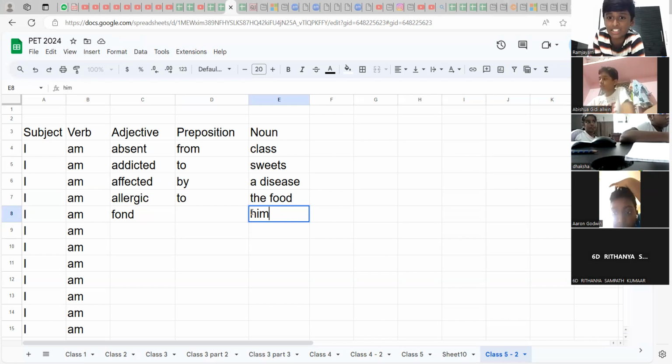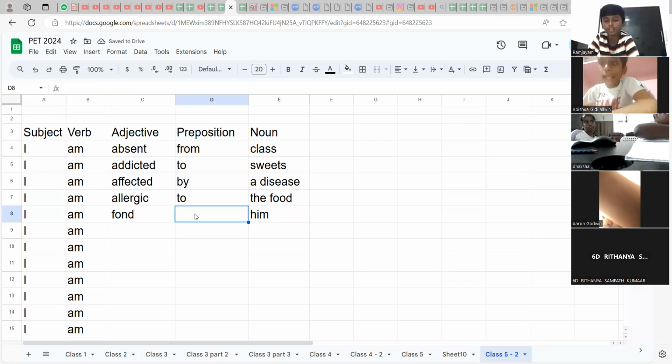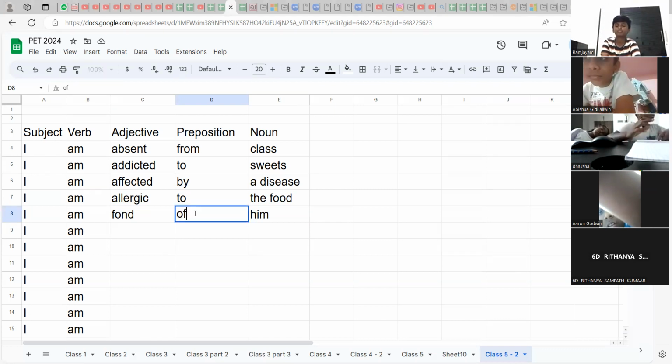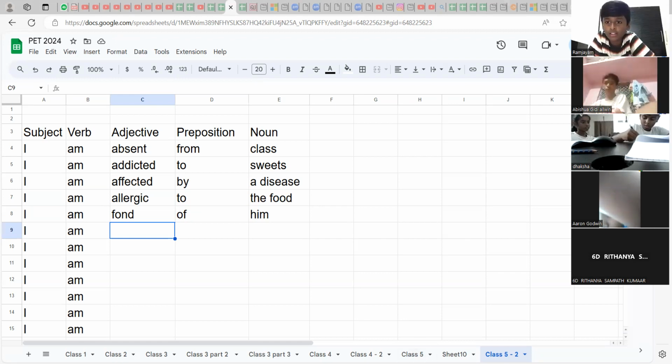Sir, can I say it, sir? Fond. Sir, I am fond with him. By? With? Sir, I am fond of. Superb. Write it. Very important one. Sir, what is the meaning of fond? Fond is kind of, I like you. Fond means like. Good question.